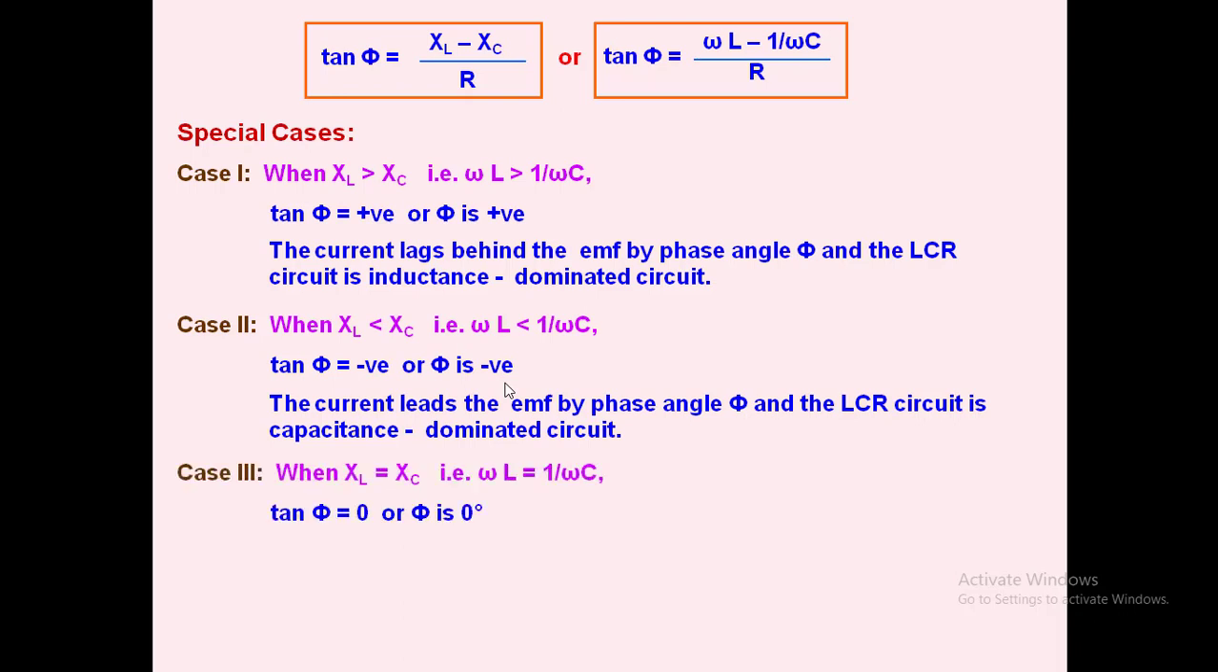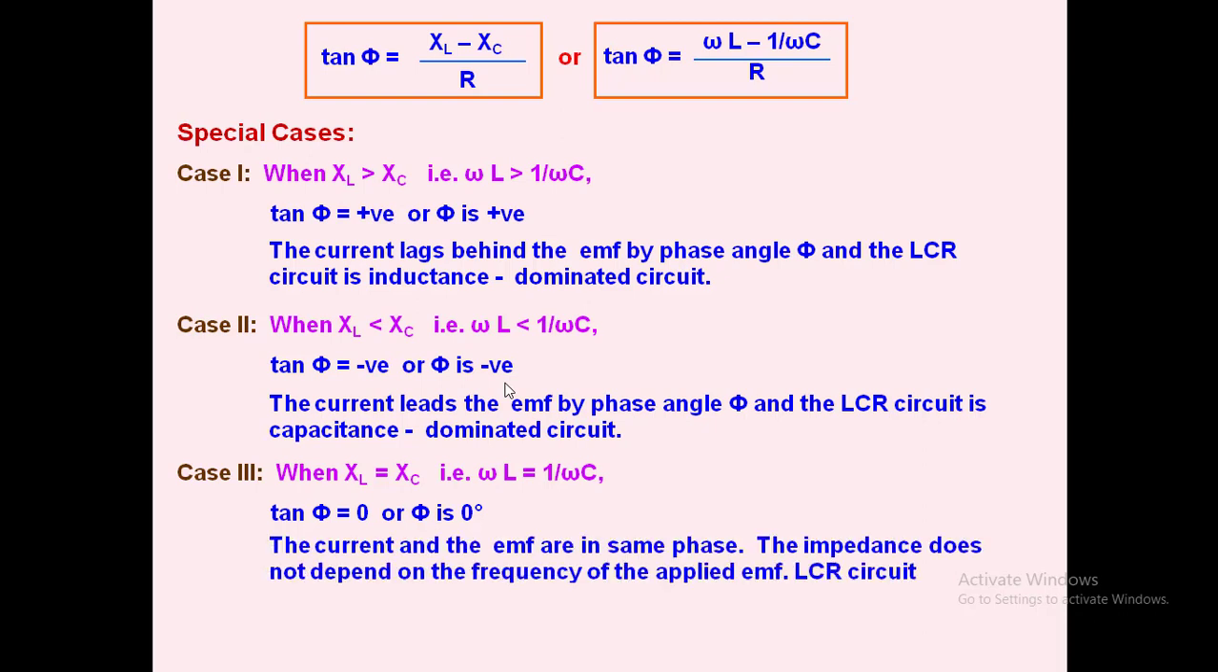Case 3. When XL is equal to XC, what will happen? Omega L equal to 1 by omega C. That means tan phi is equal to 0 and phi is 0. So the current and the EMF are in the same phase. Current and EMF in an LCR combination will be in the same phase whenever inductive reactance is equal to capacitive reactance. So the impedance does not depend on the frequency of the applied EMF. The LCR circuit behaves like a purely resistive circuit.